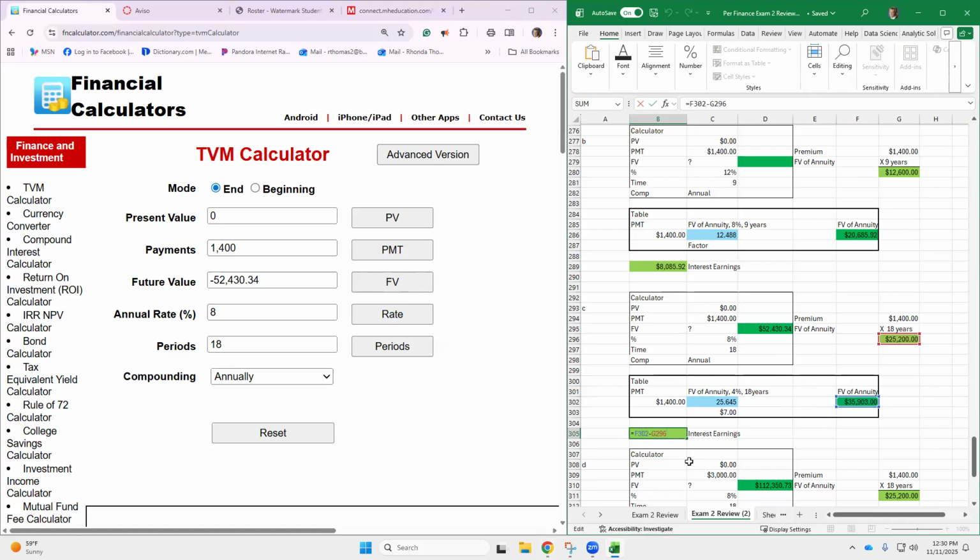I don't want to use the table because they're not doing that very well. I'm going to use the amount I got from my calculator minus my invested amount, and I got 27,230.